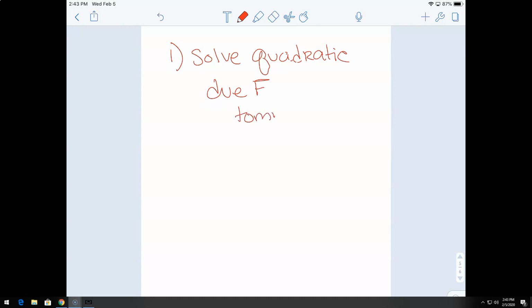Don't forget that there is a quiz tomorrow on the quadratic formula. Don't forget that there is solving quadratics that is due tomorrow. So if you haven't finished your solving quadratics packet, you should do that first. Okay, and you have a quiz tomorrow.